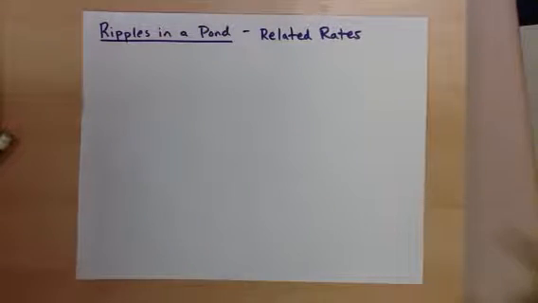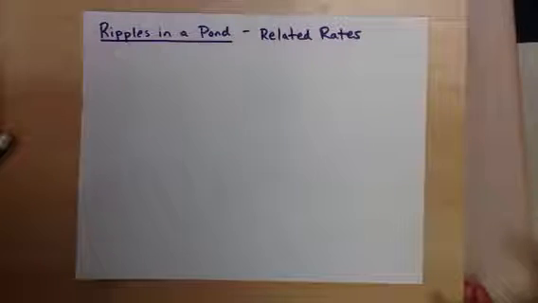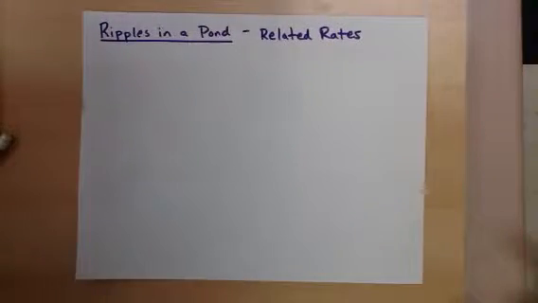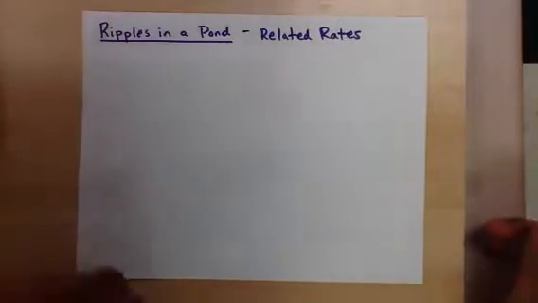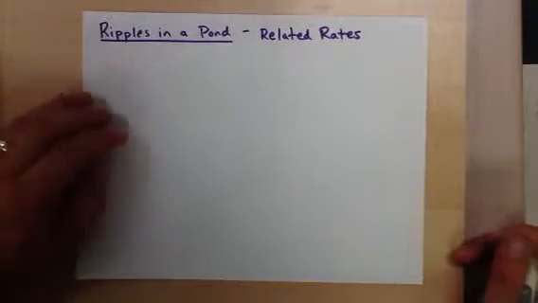I'm going to give you a related rates example, kind of the first word questions you see with related rates, and it's ripples in a pond. It's a classic question, okay? I don't care what calc book you're looking in, you're going to find this one somewhere. And basically it goes like this.